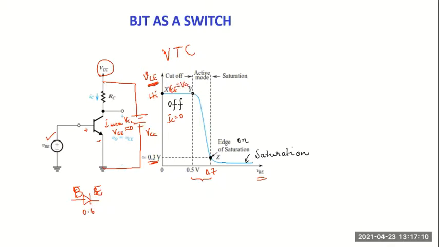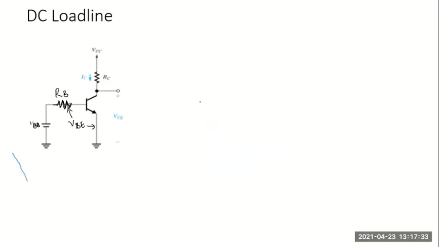Whereas in the active mode it varies. For small changes in VBE, the changes in VCE are very high. And in saturation mode, VCE will almost remain 0, or 0.2 or 0.3 volts. This represents the behavior of the transistor as a switch. Tomorrow we'll see the DC load line. We'll draw that and we'll see how to analyze the biasing circuits of a BJT.